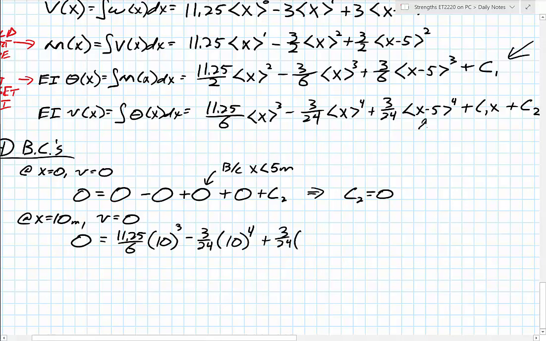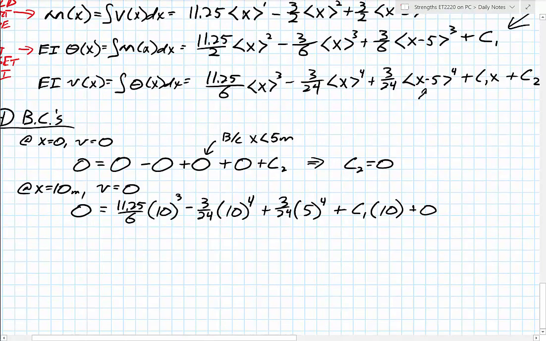Then I have this 10 minus 5, so I have 5 to the fourth plus C1x, where C1 is my unknown that I'm trying to solve for. X is 10, and then C2 is 0. We've already solved for that. So from here, I can solve for C1. If I did all this correctly, I'd find out that C1 is equal to negative 70.3125. If you're curious about units, we're at kilonewton meters squared.